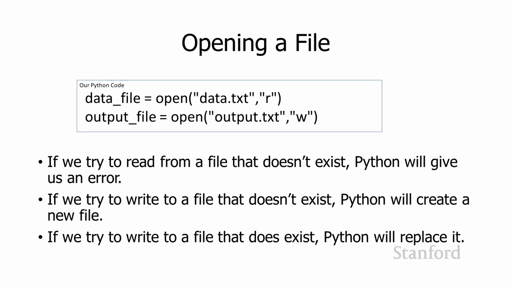All right, now if we try to read from a file that doesn't exist, Python's actually going to give us an error message when we try and run it. If we try to write to a file that doesn't exist, Python will create a new file. And if we write to a file that already does exist, Python will overwrite it. So be careful that you don't write to a file whose contents you care about, because it will get overwritten if you tell Python to write to it.